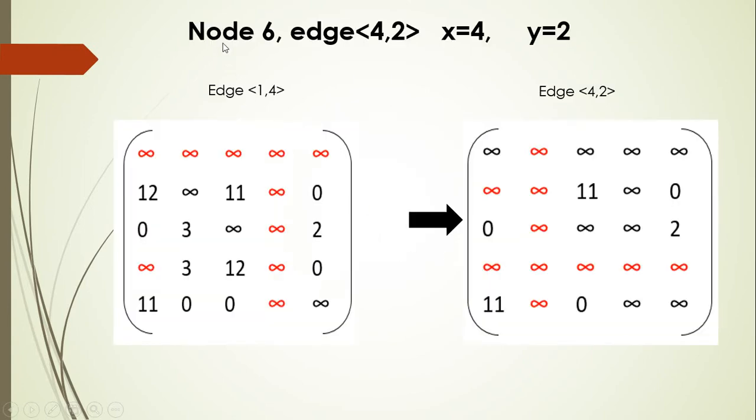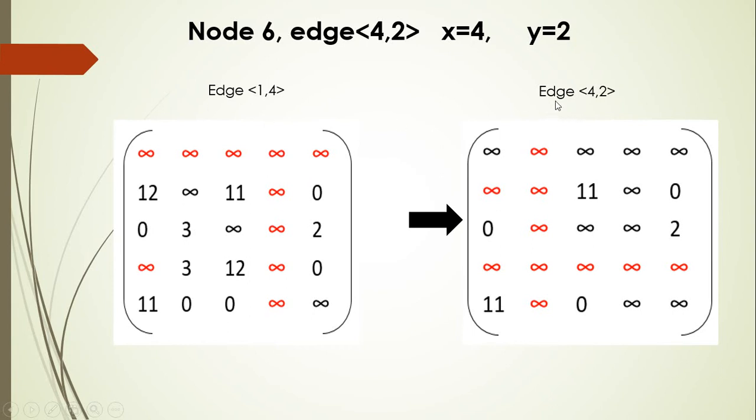So for node 6, edge is here 4 to 2. So we are traveling here from 4 to 2. And which matrix are we considering here? The matrix which we got for edge 1 to 4 with cost 25. Now we will do all the calculations on this matrix only.